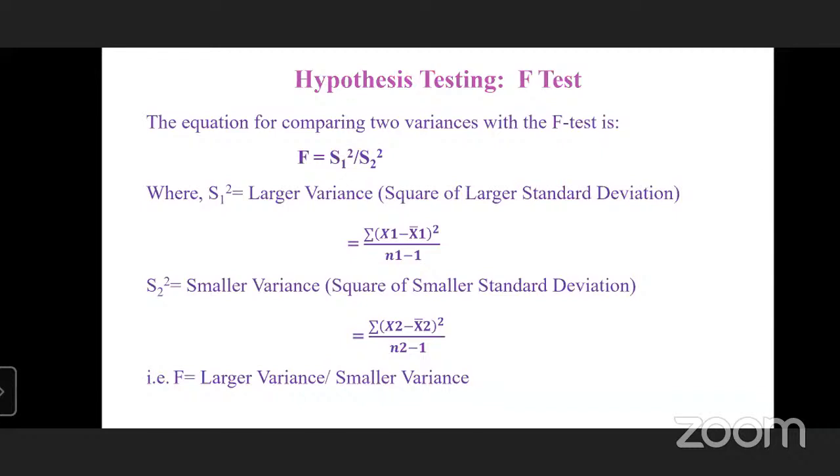The equation for comparing two variances with the F test is असं लिहिलं जातं. F is equal to S1 square. S1 म्हणजे पहिलं सॅम्पल असं आपण म्हणू, त्याचं स्क्वेअर म्हणजे व्हरायन्स. S म्हणजे स्टँडर्ड डेव्हिएशन आणि त्याचा स्क्वेअर म्हणजे व्हरायन्स, डिवायडेड बाय दुसऱ्या सॅम्पलचं व्हरायन्स. हे जरी फर्स्ट सॅम्पल सेकंड सॅम्पल असं म्हणालो मी तरी अर्थ याचा असा आहे, फर्स्ट 1 आणि 2 नाही. तर सुरुवातीला S1 चा अर्थ लार्जर आणि S2 चा अर्थ स्मॉलर. So where S1 square is equal to the larger variance, the square of the larger standard deviation.